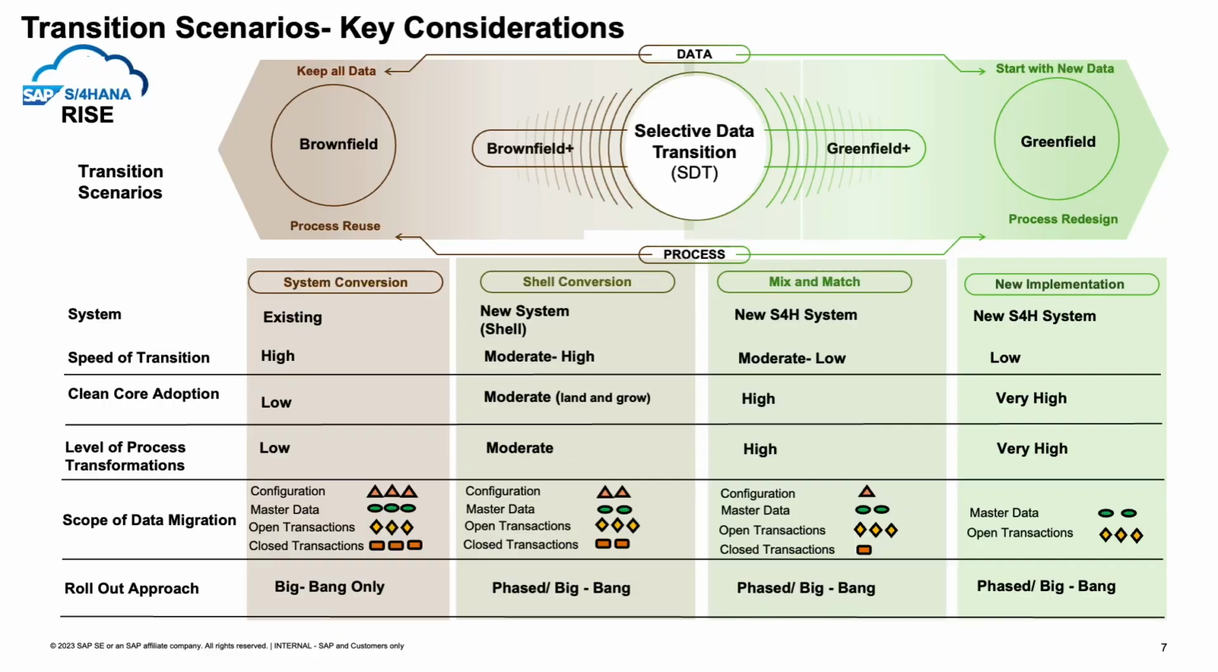Now let's look into the next dimension that we have, which is the level of process transformations that are possible when a customer transitions from ECC to S/4HANA. As you're taking an existing system and converting it in the brownfield scenario, by default, the only process transformations that would happen would be the mandatory process changes that are required or enforced by the system conversion scenario. But pretty much that's all when it comes to process transformations.